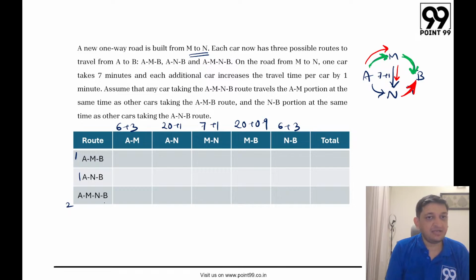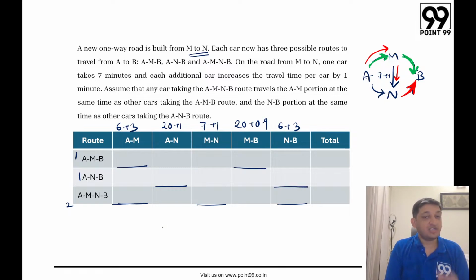So in this case, AM और B पे there are 2 vehicles. So AM पे 2 vehicles will go, N पे 2 vehicles will go, and NB पे 2 vehicles will go. AMB में AM पे 1 vehicle will go, 1 car will go, and MB पे 1 car will go. AN पे 1 car will go, and NB पे 1 car will go. What does this mean?